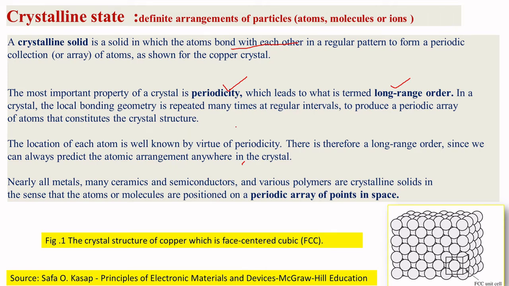See, when you are claiming it is a crystal, you can claim it only if it has the property of periodicity. It's a periodic array of points in space. That is a very powerful phrase you can use here. It's a powerful phrase to represent the crystalline state.